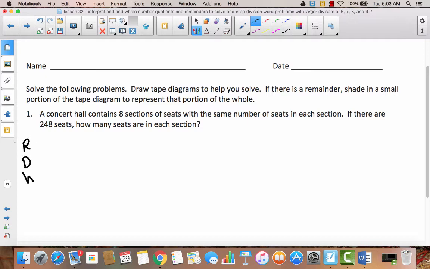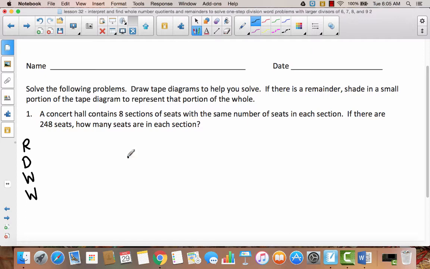So the first thing we need to do is read this problem. All right, a concert hall contains 8 sections of seats with the same number of seats in each section. If there are 248 seats, how many seats are in each section? So the first thing we have to do is really think about what the question is asking us. We're talking about a concert hall, and we're talking about sections. Like if you go to the River Park Center and you buy tickets, there are certain sections that you buy your tickets in. If there are 248 seats, how many seats are in each section?